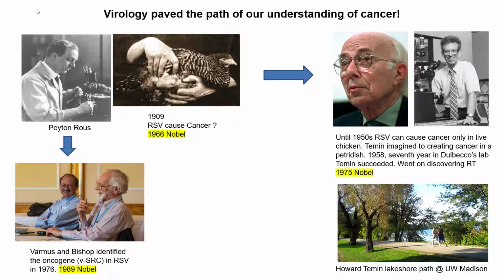You also know that he is a co-discoverer of the reverse transcriptase along with David Baltimore, and both of them got the 1975 Nobel Prize. He worked for a long time at the University of Wisconsin, Madison, which has an extremely big virology department. There's a big lake there called Lake Mendota, and if you ever go there, you will see a long lakeshore path named after him, the Howard Temin Lakeshore Path.